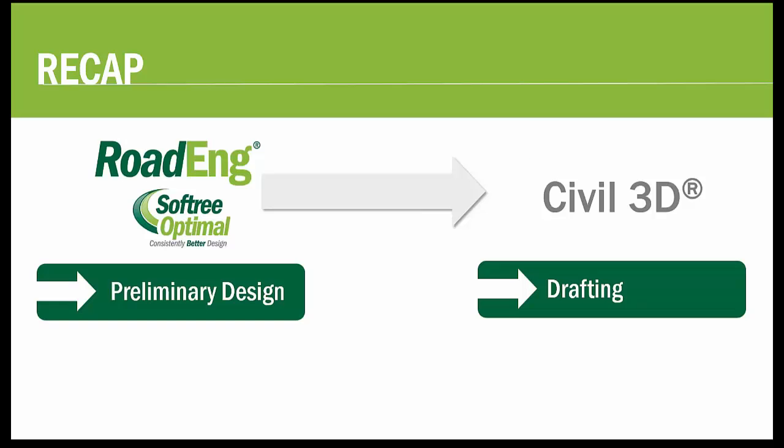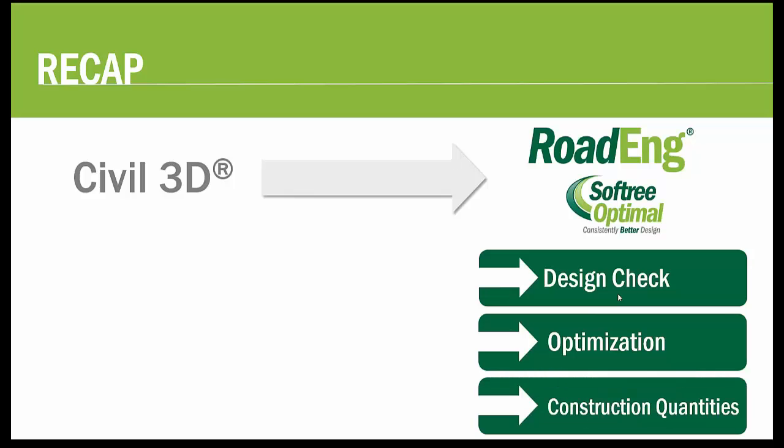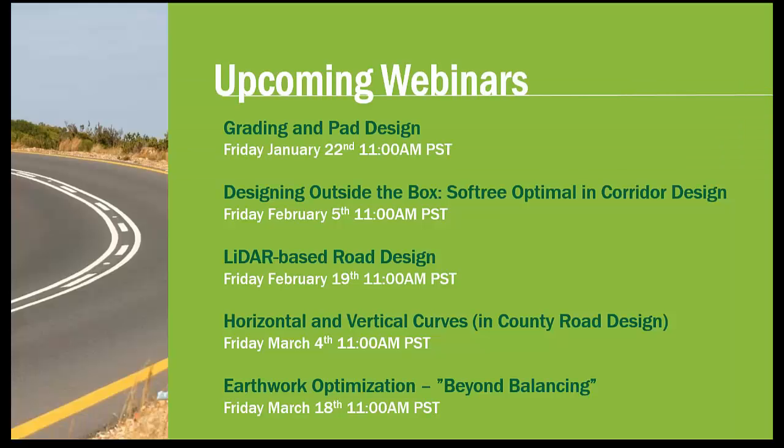So that's the first thing I tried to show you. And the second was to take a Civil 3D project, bring it into RoadEng, and maybe do some design checking. If you use the dynamic cross-section approaches that I described, you can do some optimization, and you can certainly do construction quantities using the subgrade type format, construction pay quantity calculations in the RoadEng environment. That's all I have to say. So I'll pass back to Erin.